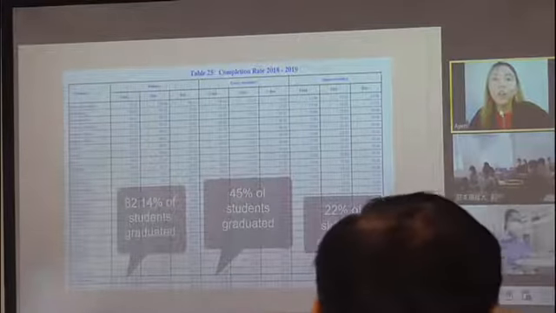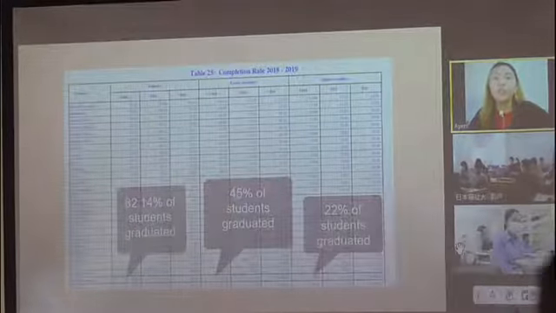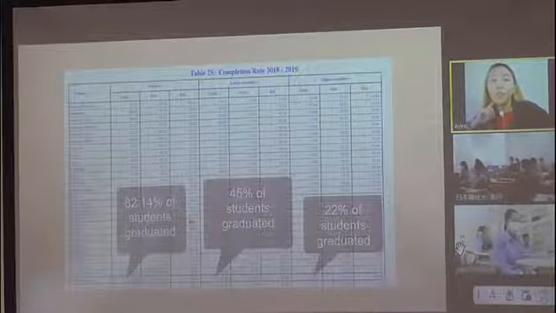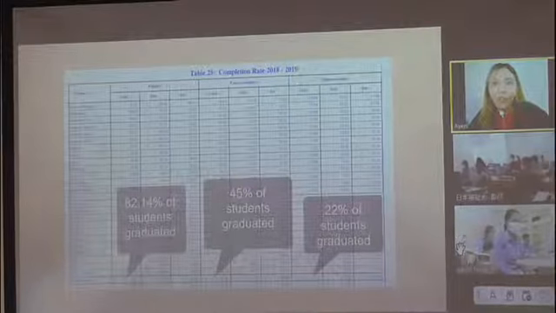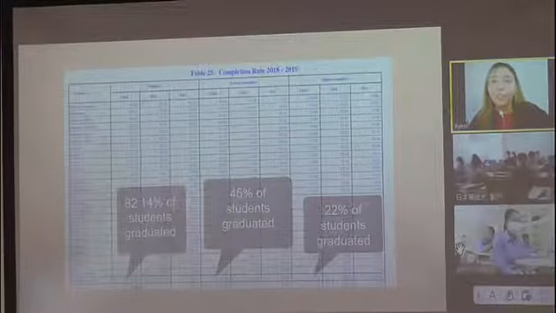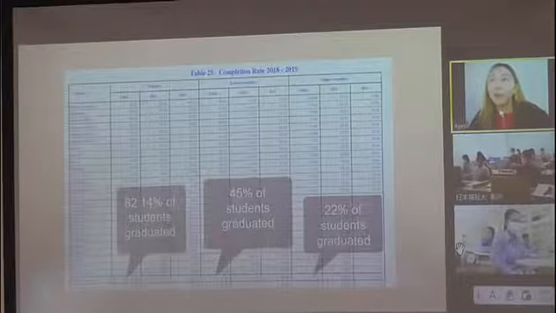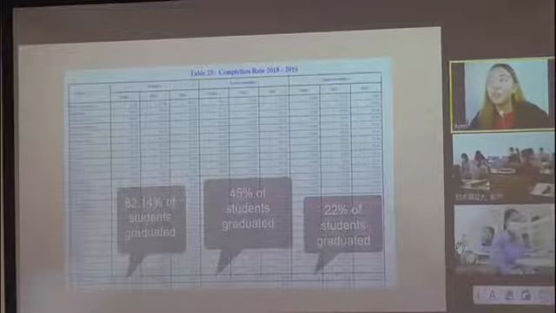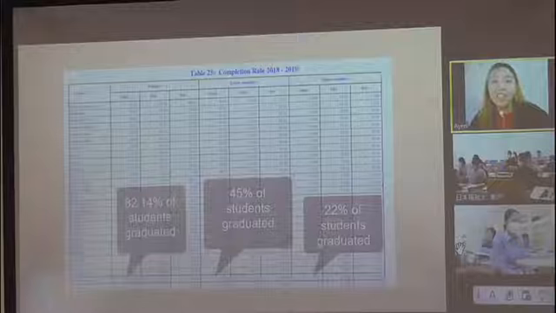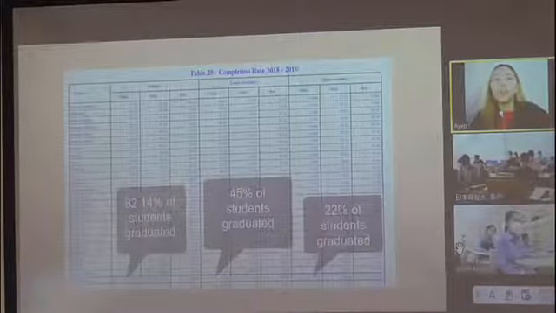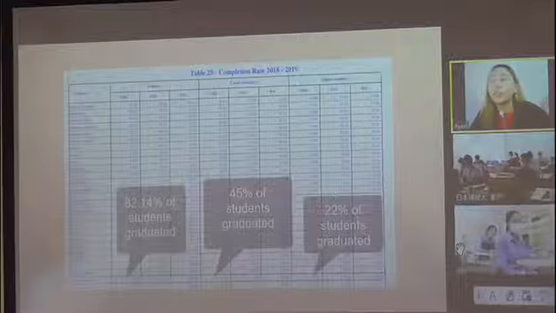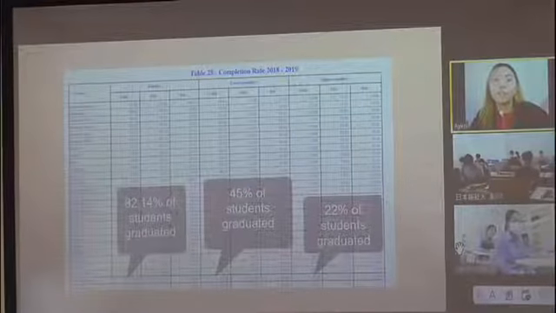And overall, from the overall Kingdom of Cambodia, we can see that there are 82.14% of students. Here, there are 45% of students. And lastly, in the upper secondary, there is 22% of students who graduated.